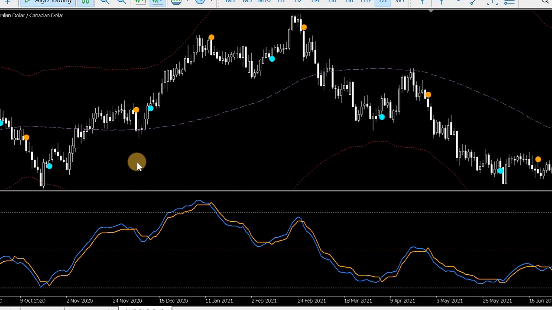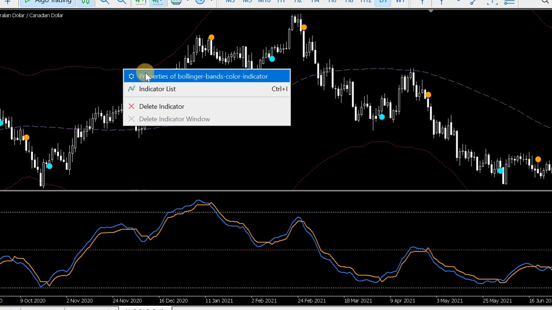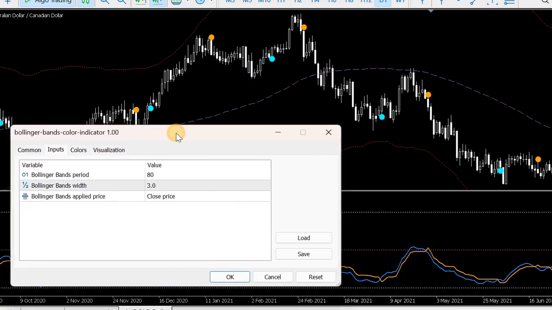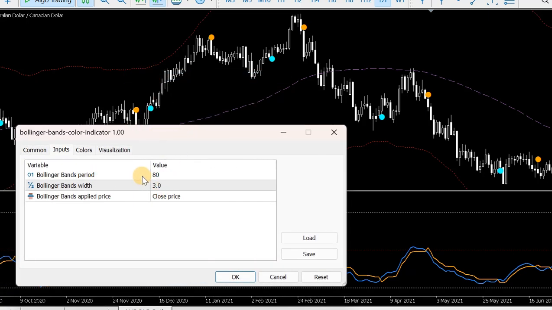This is MT5. This is the Aussie CAD, so Australian dollar against the Canadian dollar, daily time frame. On my chart, you see the Bollinger Bands, not so much the bands themselves, but let's have a look. Properties of Bollinger Bands: the period's 80 and the Bollinger Band deviation was 3, and close price, all right?